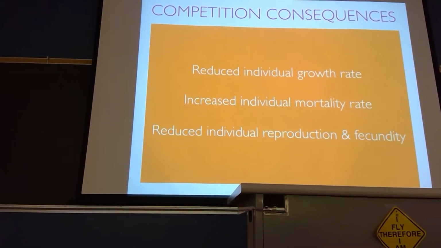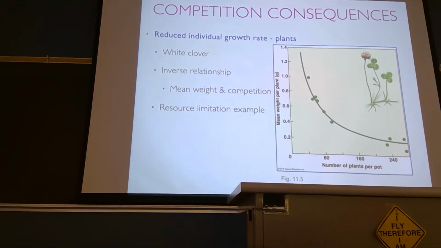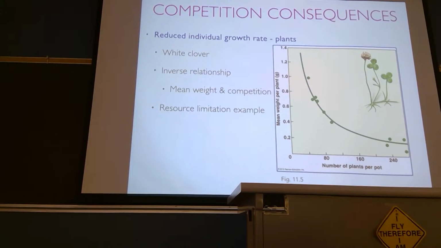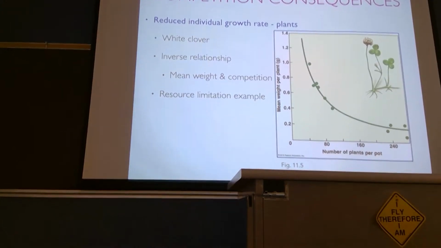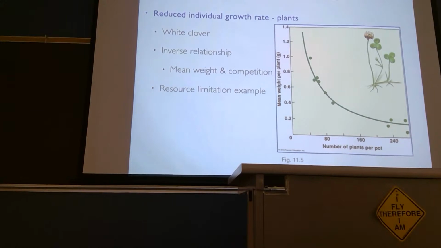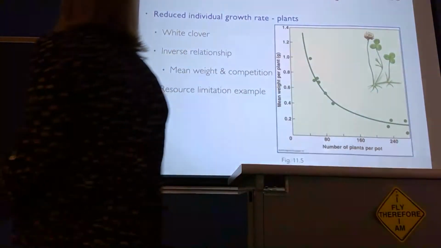Okay. Let's talk about the first one. We see that competition reduces individual growth rates. And our first example is in plants. This is a white clover plant. They artificially put more plants in a pot, up to like 260 plants in a pot. I don't know how big these pots were. But they artificially increased the density of these plants so that they increased competition within the same species of this little white clover guy.